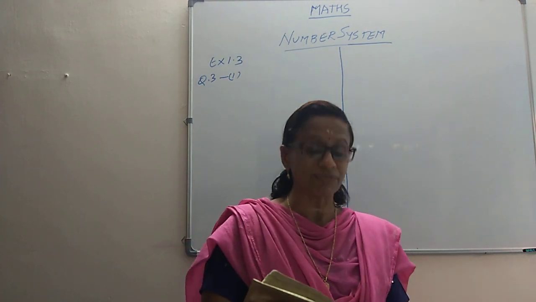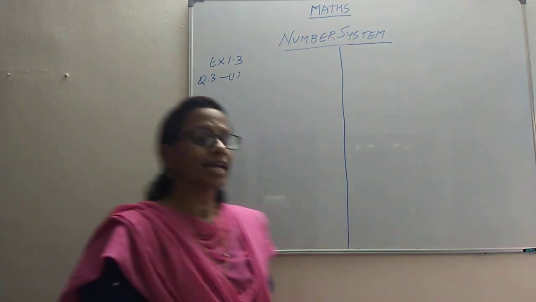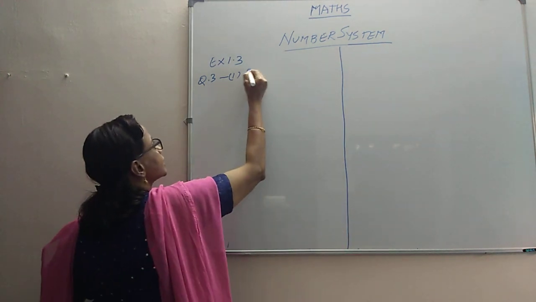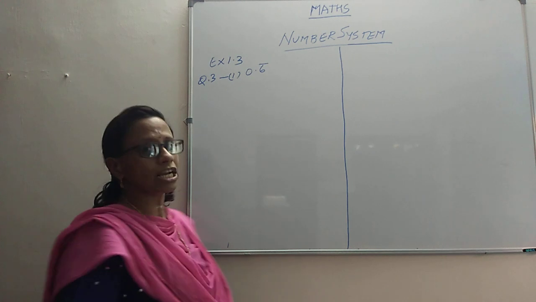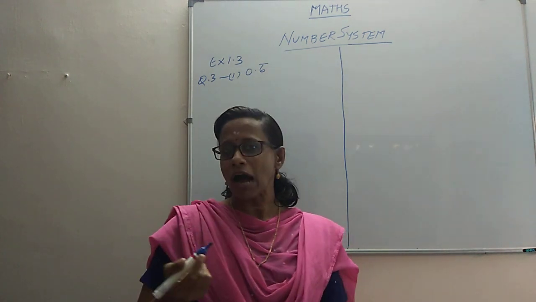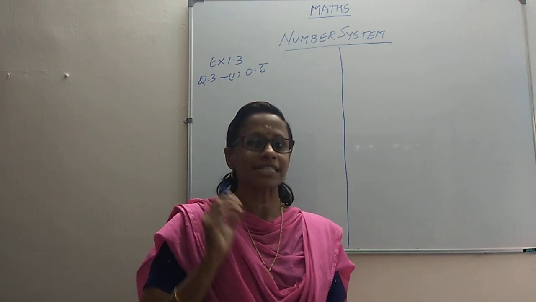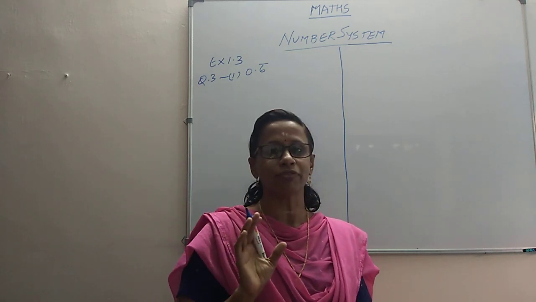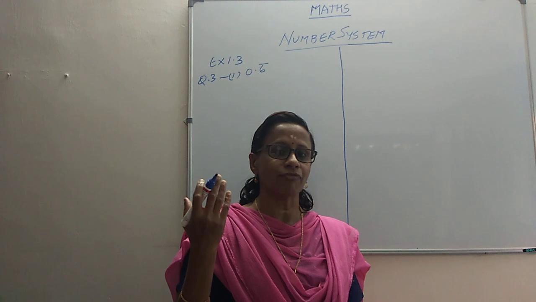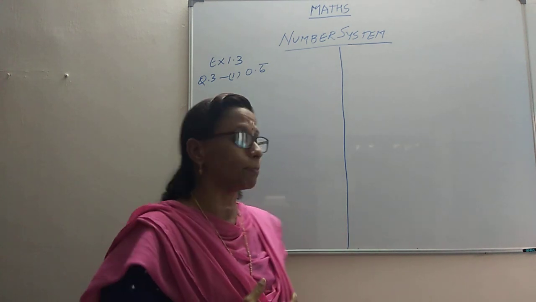It is the first subpart. It says the number is 0.6 recurring on 6. You should be able to express it in the form of P by Q. So let us see how to proceed. As I said, there is a format of doing this problem. We will proceed with the format and see how we are able to do it.